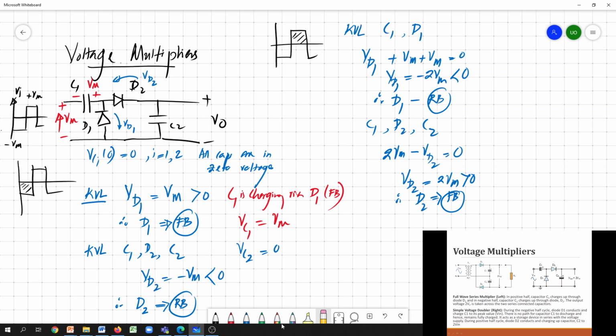So now what happens? Now this is forward and this is reverse. So it means this is forward, this is reversed. So then what happens? We don't have any discharging path. So this capacitor C1 acts as a virtual source.